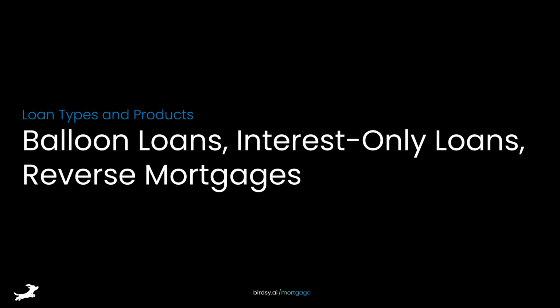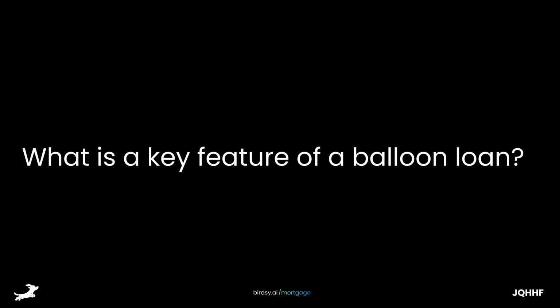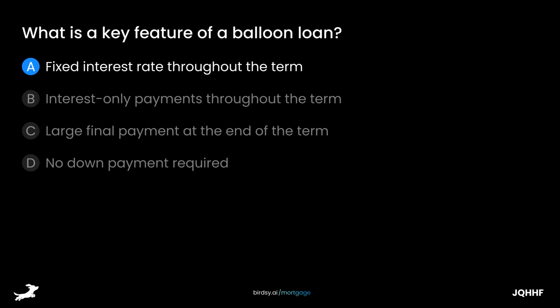Balloon loans, interest-only loans, reverse mortgages. What is a key feature of a balloon loan? Is it A, fixed interest rate throughout the term? B, interest-only payments throughout the term? C, large final payment at the end of the term? Or D, no down payment required? The answer is C, large final payment at the end of the term.